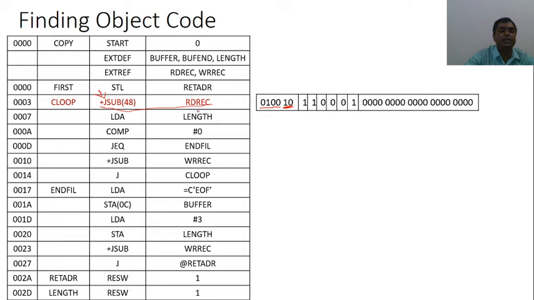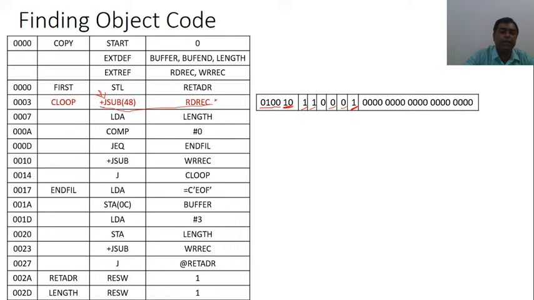You can see here RDREC is written like this, so the addressing is direct addressing. So NI will be 1 1. Then X is 0 because there is no index addressing. B is 0 because I am not applying base relative addressing. P is 0 because I am not applying PC relative addressing also, because this is a format 4 instruction. There is no relative addressing in format 4 instruction. And E is 1 because I am applying format 4.